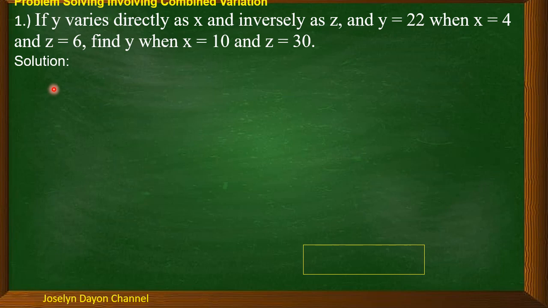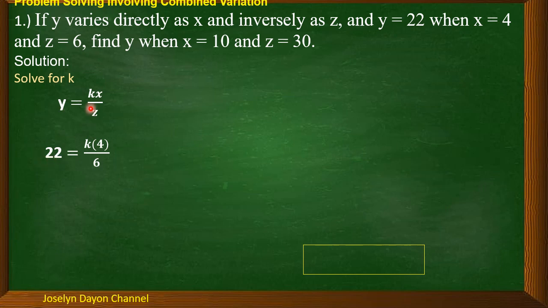Okay, that is the very first thing that we have to do. We have to translate based on the variables being assigned. So we have to translate this statement. Y varies directly as x and inversely as z. So this is the translation of this statement. Next, we have to solve for our k. To solve for our k, we have to substitute the given values. So our y here is 22.